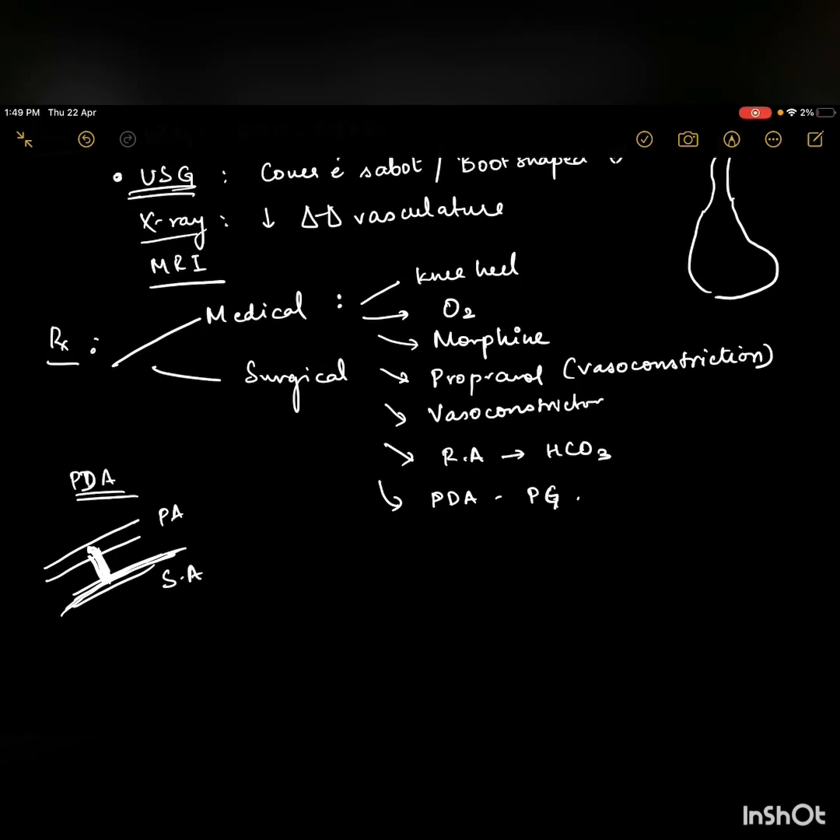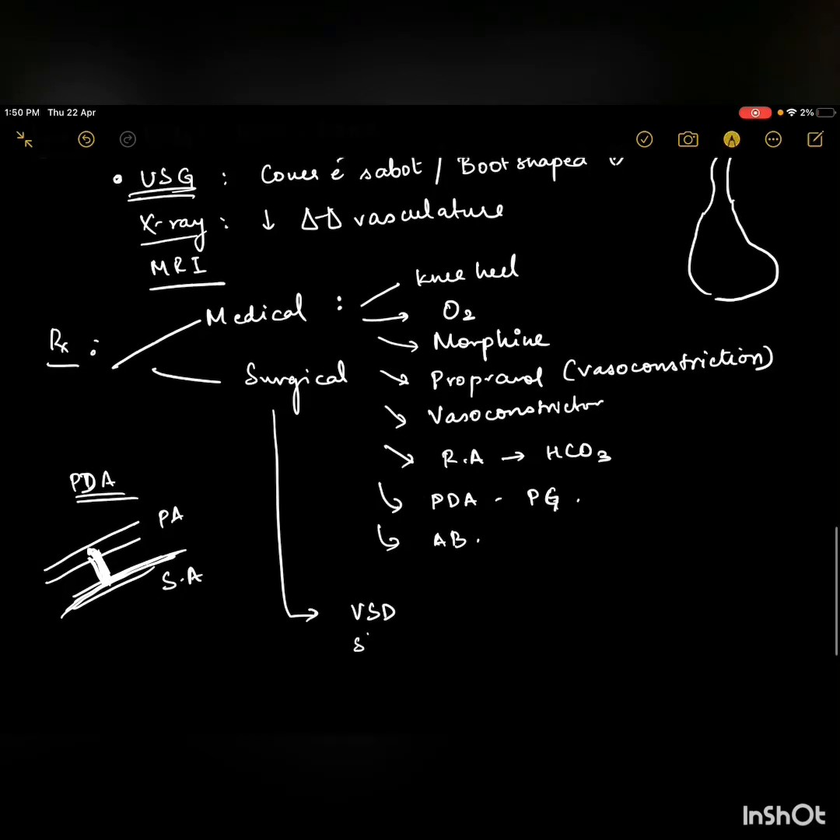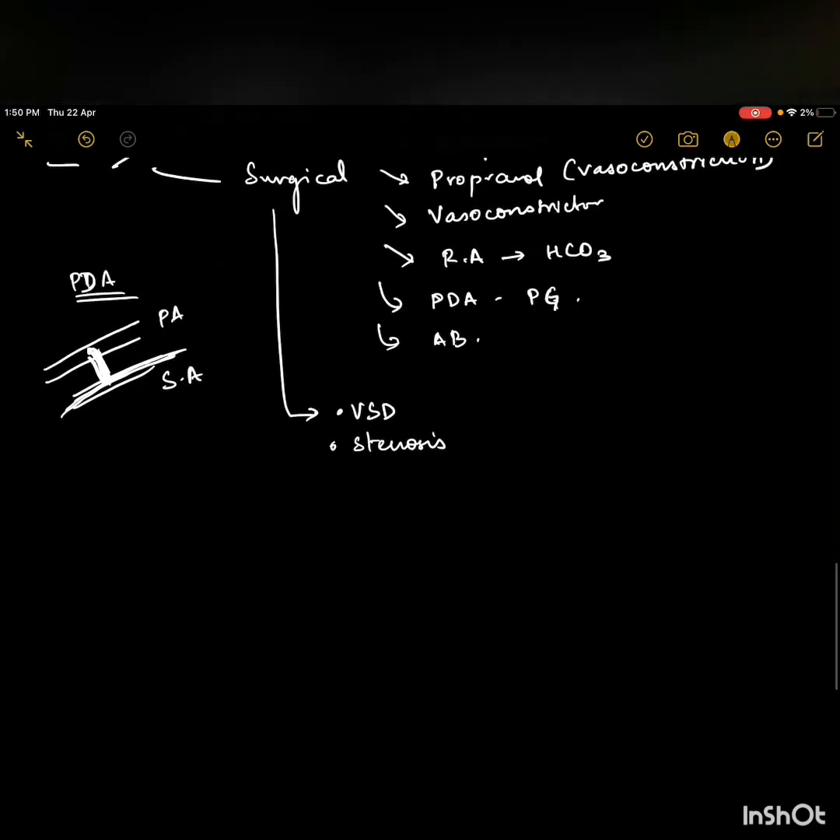And otherwise, if the baby is going into sepsis or any sort of infection, you can supplement with antibiotics. And the surgical modality of treatment is that you can correct the ventricular septal defect. That's one option. The other is you can correct the stenosis, and you can put a stent to make sure that the pulmonary artery remains patent. And complications, it's very understandable. The baby can go into syncope, and loss of consciousness and death can occur because of the respiratory acidosis.